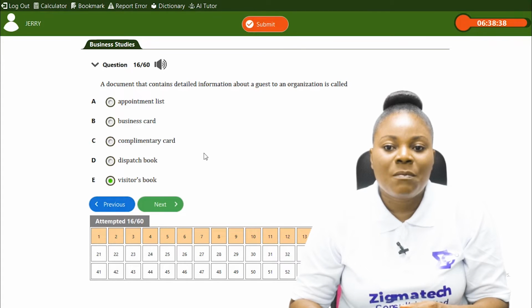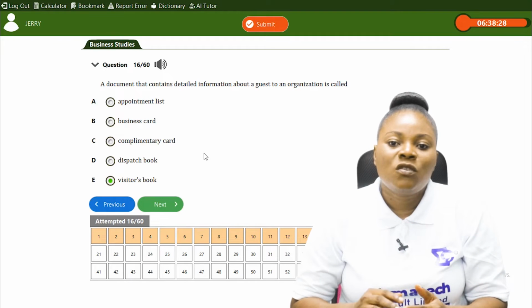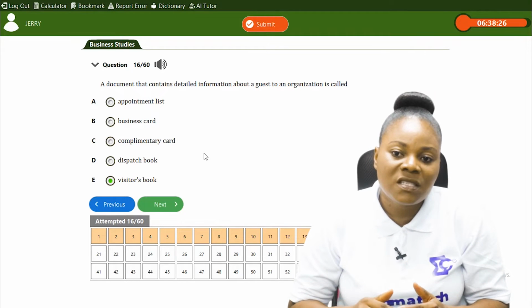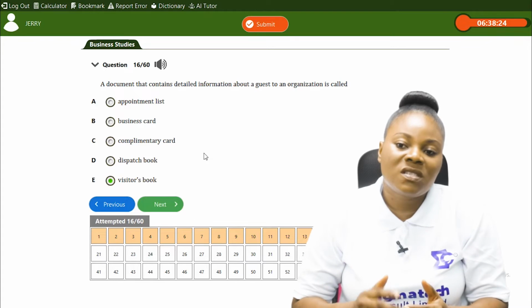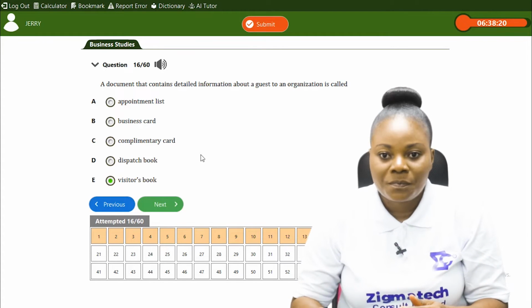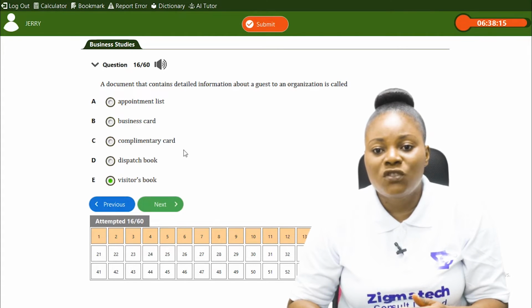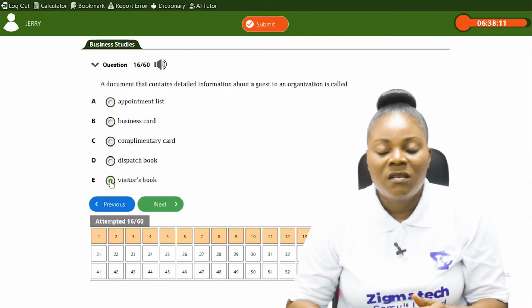The visitor's book is that book that is used to keep record of all the visitors, all the guests that visit an organization. We have the name of the visitor on it. You have the time, the purpose of visit, the person the visitor came to see, the time in, time out, and the signature. The business card is also referred to as a complimentary card. So the answer here is option E, the visitor's book.